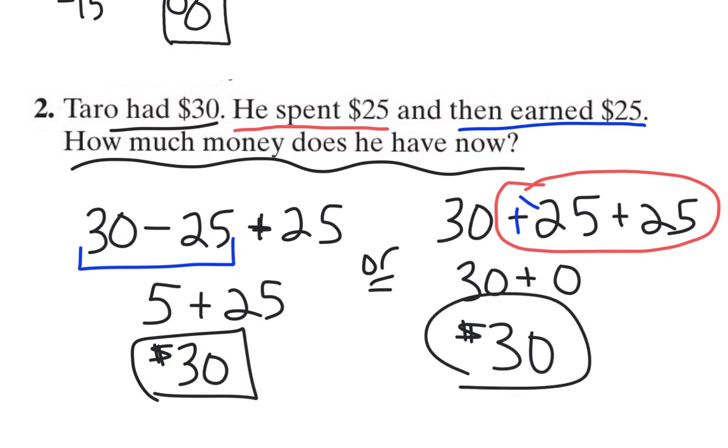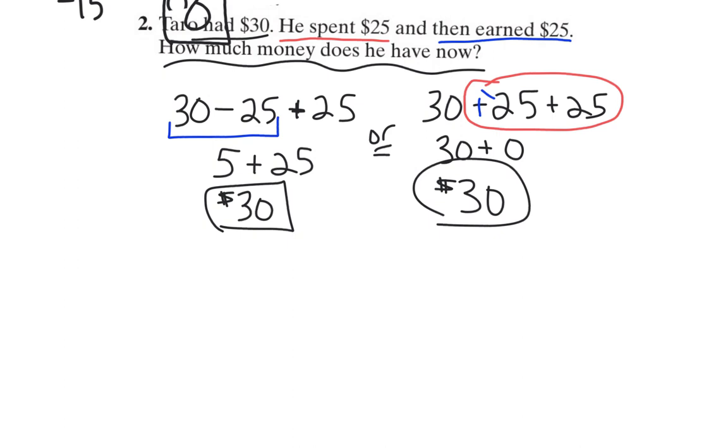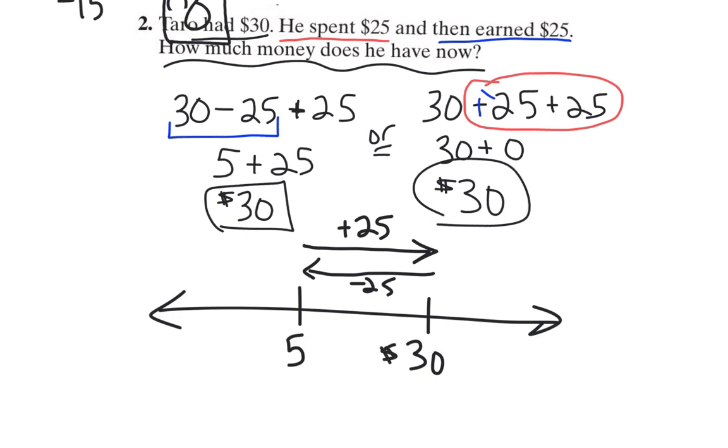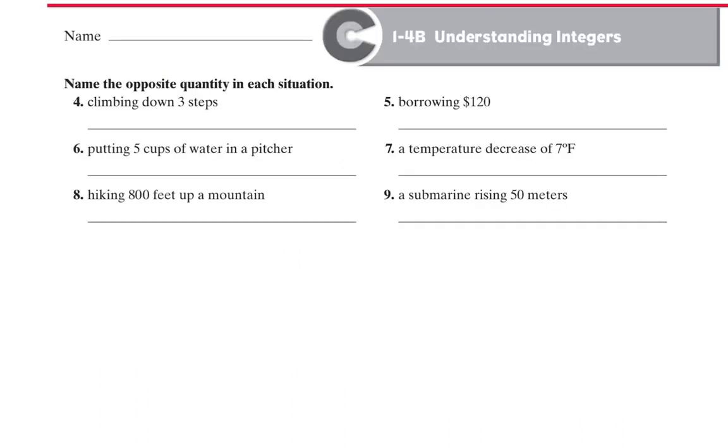Okay. And then the third option you have, once again, would be to do a number line. So a number line, if you're at $30 and then spending 25, means we're going to go to the left 25. So 30 minus 25 would take you to 5. And then earned 25, we're going to go back to the right 25. Brings us to 30. So no matter which way you do out of those options, that is going to make it to be that he has $30 now.